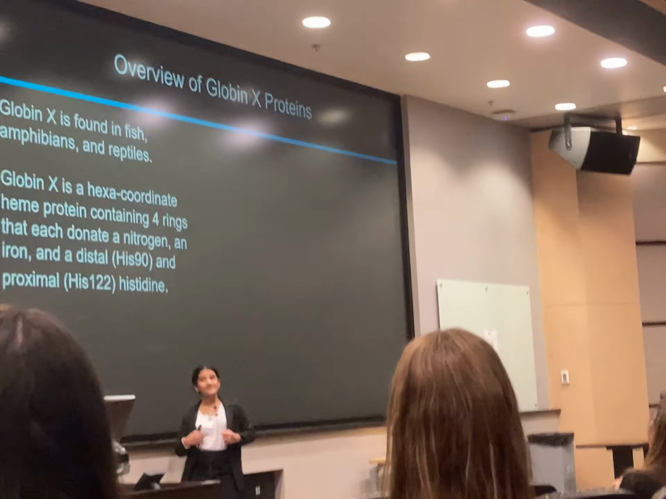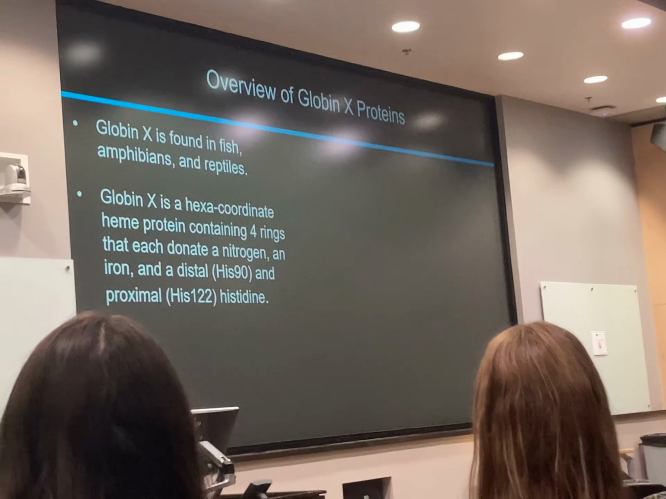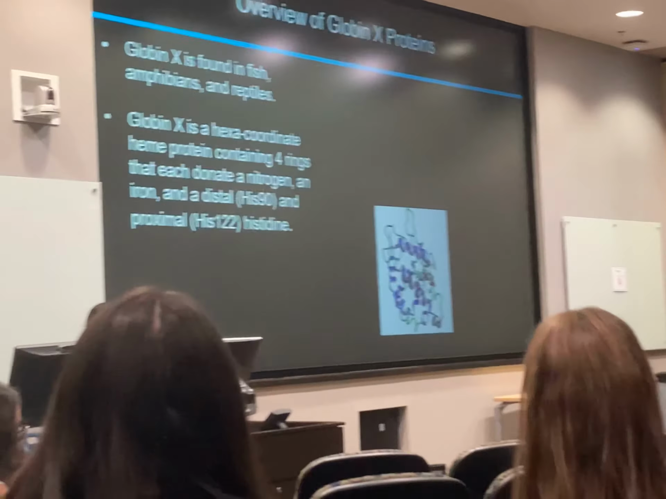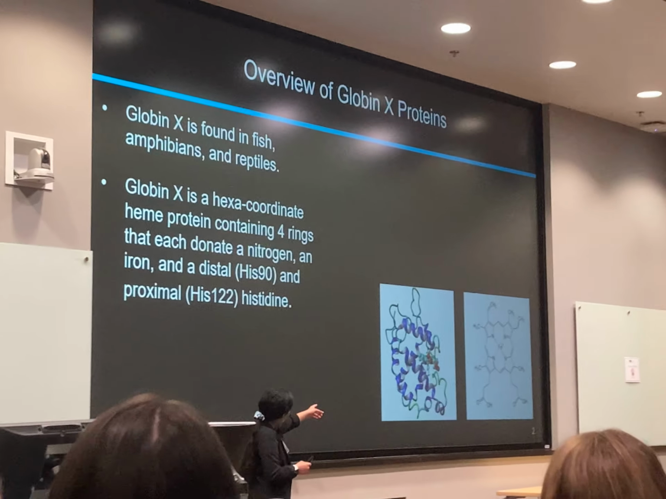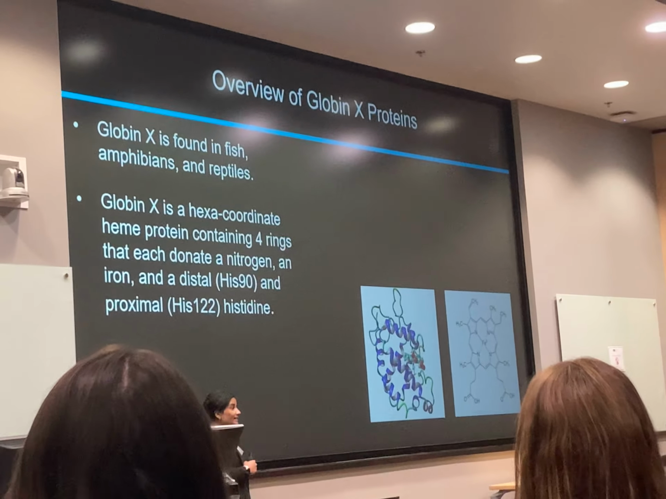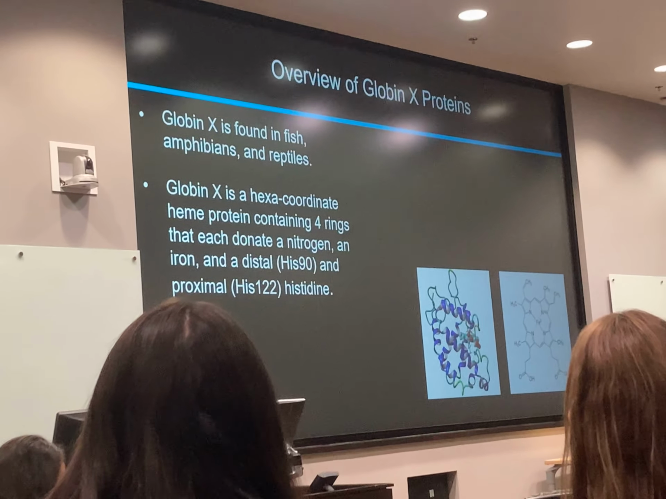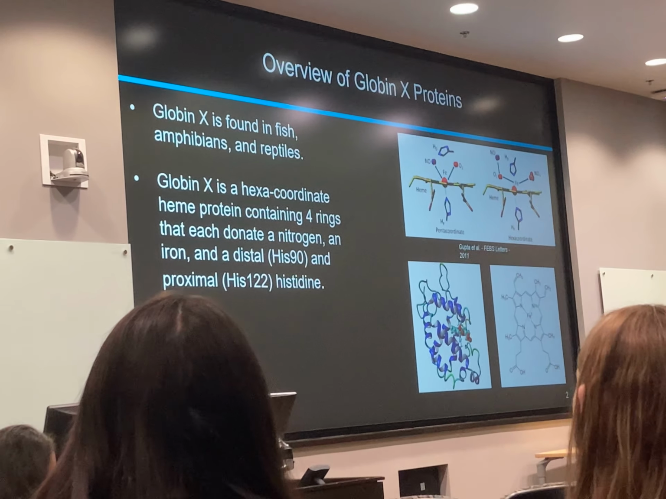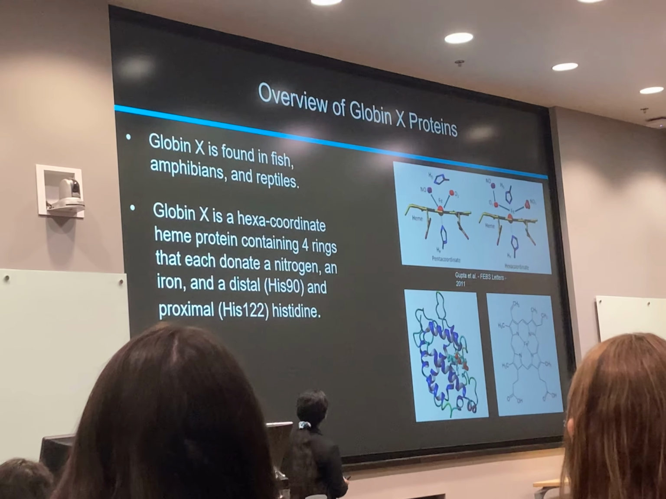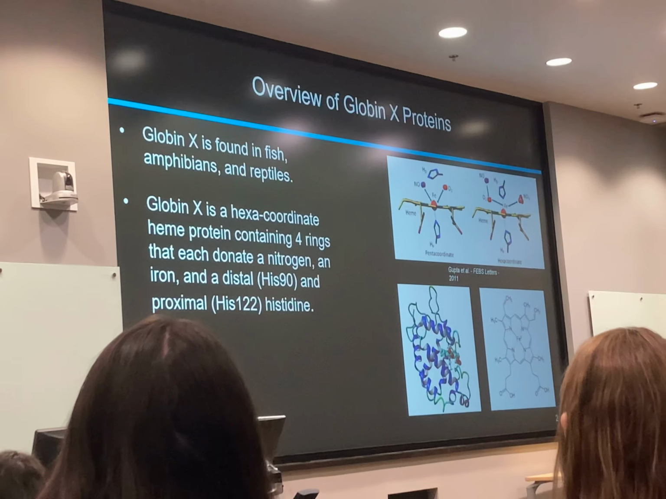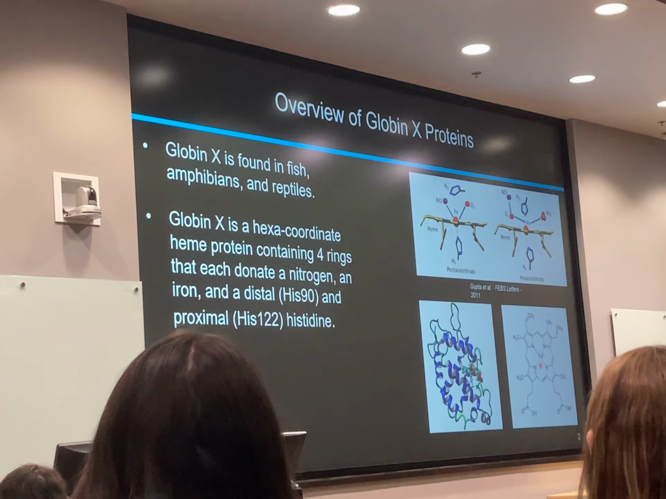In recent years, scientists have discovered a new globin protein known as globin X. This is how globin X looks. And now there is a heme group within this globin X protein. That heme group carries out most of the functions of globin X. Globin X is also a hexacoordinate heme protein, which I'll explain in a little bit. It contains 4 chiral rings. So that's 4 chiral rings. It contains a central iron.